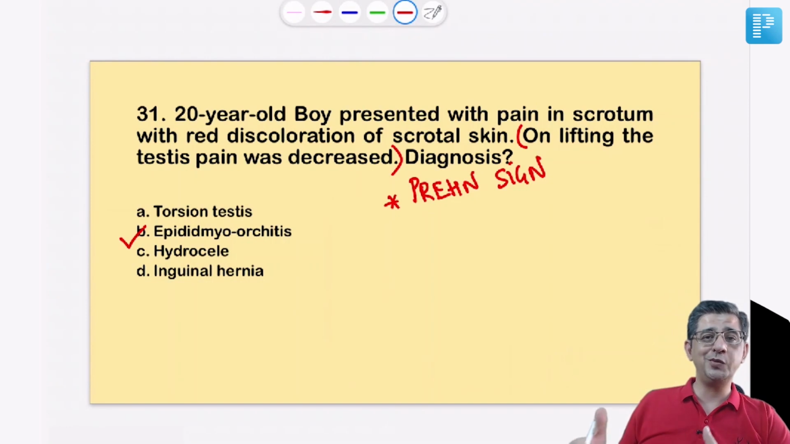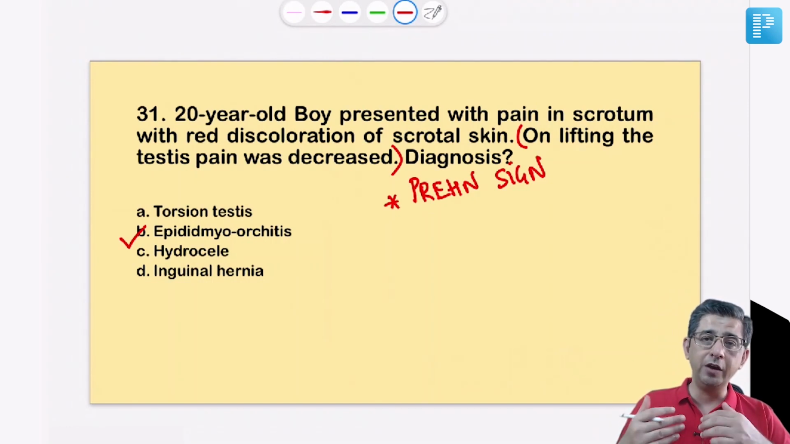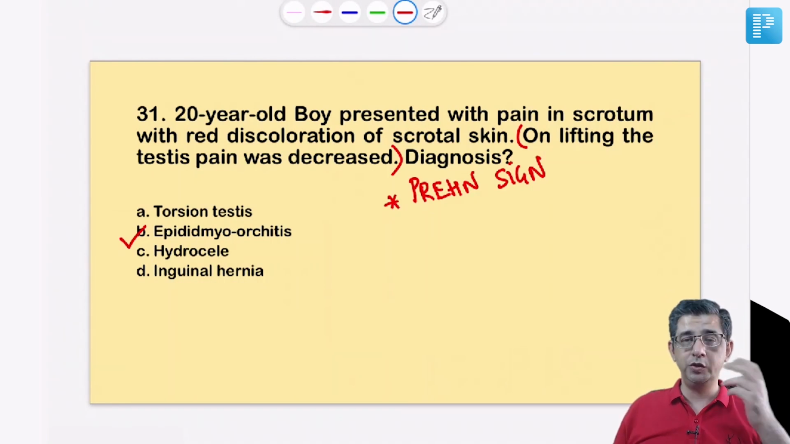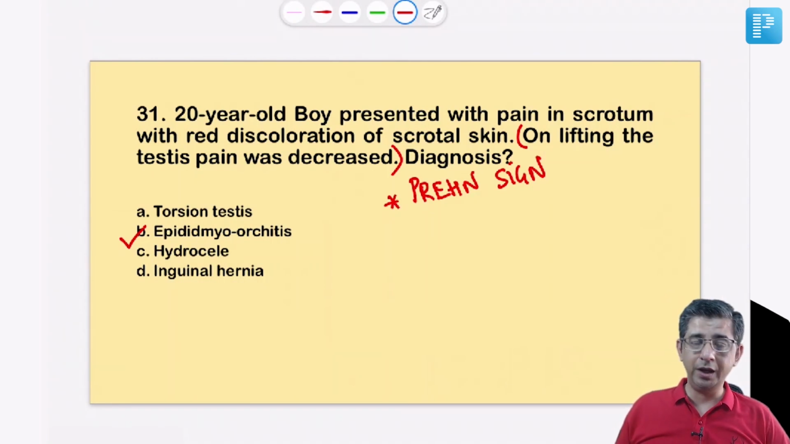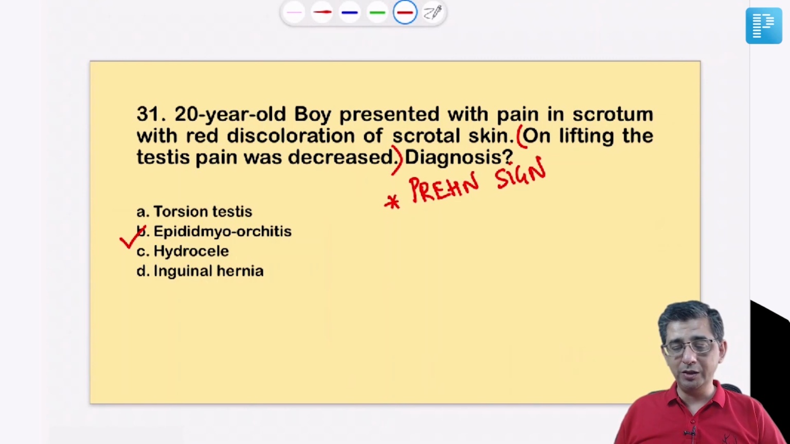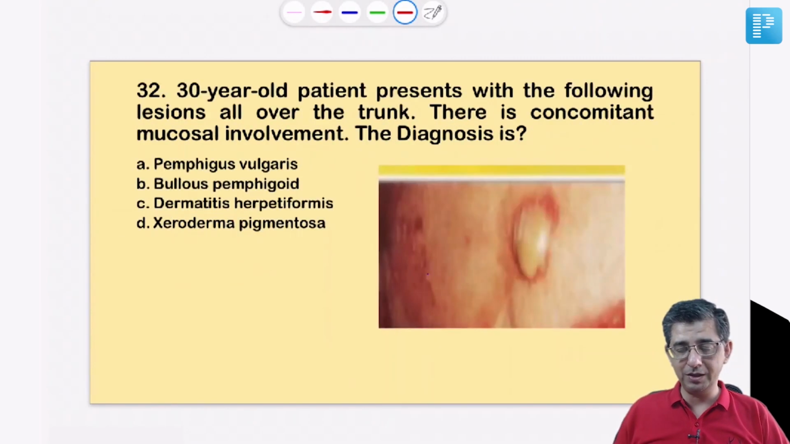So for future aspirants, I want you to be very clear. Every acute scrotum, don't jump onto torsion testis right away. If he gives you a bell clapper deformity, and I've discussed that in the rapid revision surgery as well, so you can go through that. If he talks about a bell clapper deformity, it's a torsion testis. Otherwise, it would straight away turn out to be epididymo-orchitis.